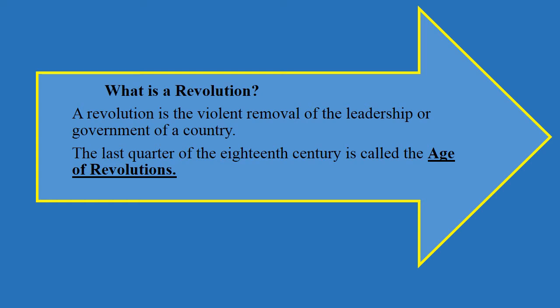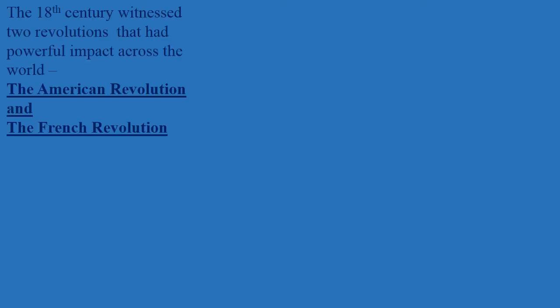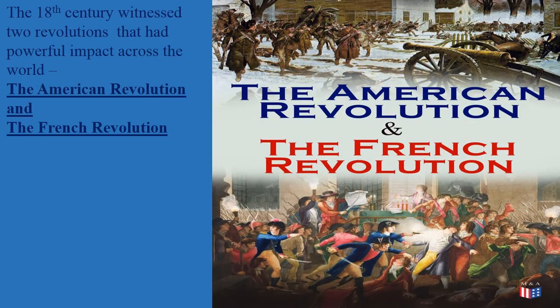The last quarter of the 18th century is called the Age of Revolutions, where two revolutions took place, the American Revolution and the French Revolution. The 18th century witnessed two revolutions that had a powerful impact across the world, as I said before. The American Revolution was the first determined struggle against colonialism, which finally resulted in the formation of the United States of America.